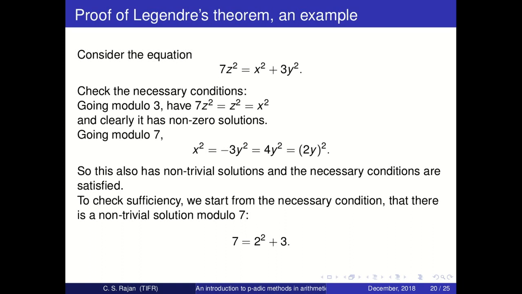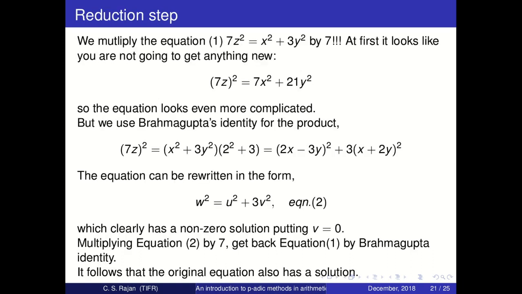What I'm going to do is multiply this equation by 7, and 7 can be absorbed inside this. It will become 7z squared. And then x squared plus 3y squared, I'll multiply this, but I'll use Brahmagupta's identity. I multiply equation 1, 7z squared, by 7. If I multiply crudely, I'm not going to get anything; it looks the same, but we use Brahmagupta's identity. If I multiply 7z squared by 7, I get (7z) whole squared on this side. I get x squared plus 3y squared times 2 squared plus 3. I use Brahmagupta's identity to get this.